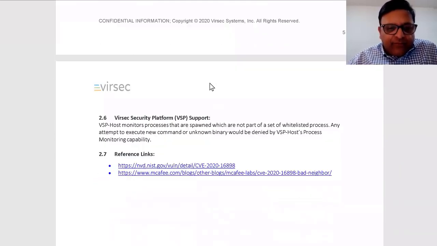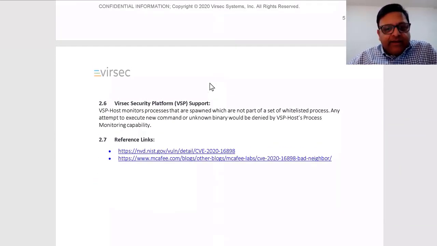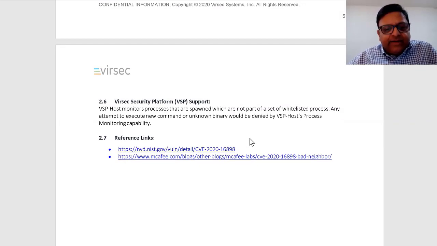Of course, the Virsec Security Platform would be able to protect against command injection types of vulnerabilities. We have the ability to protect both at the host layer and at the VSP web layer, where we can block this attack at a very early stage. So it has very little dwell time, if any.